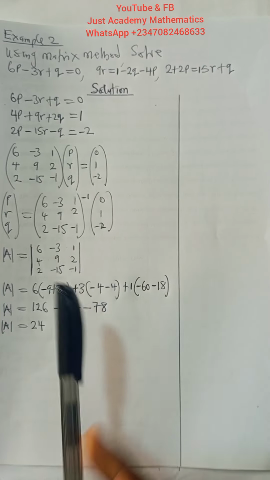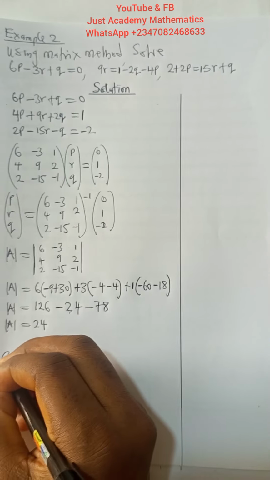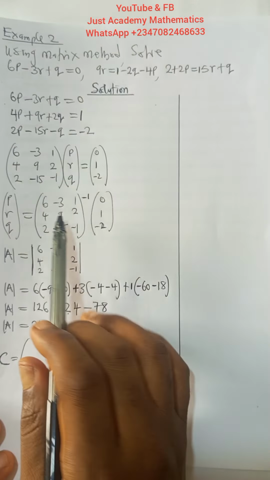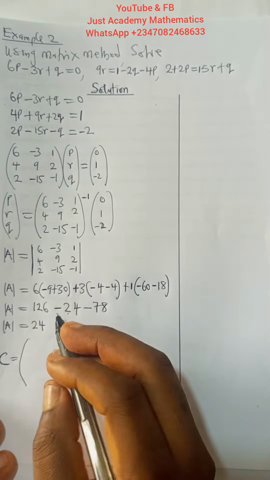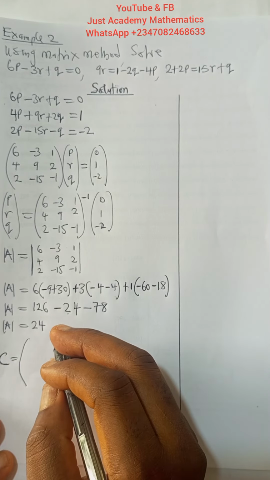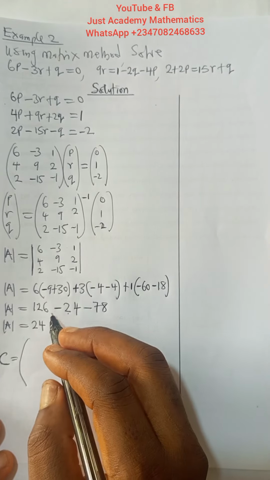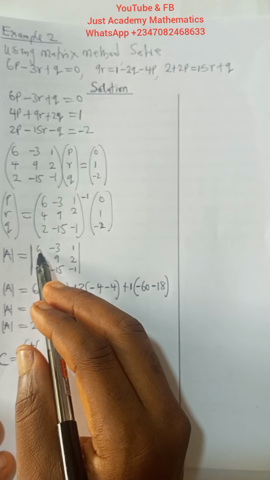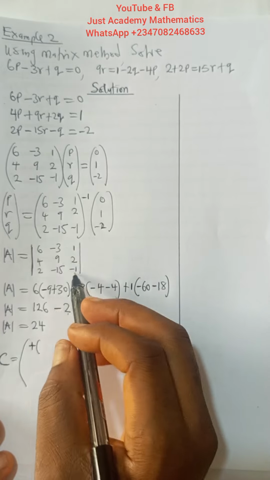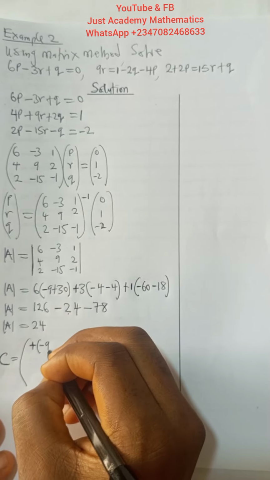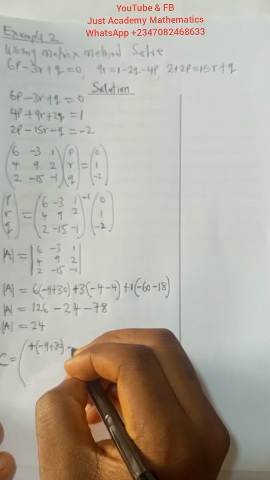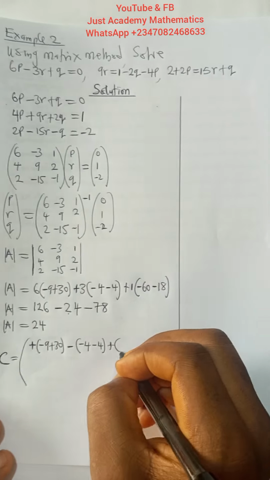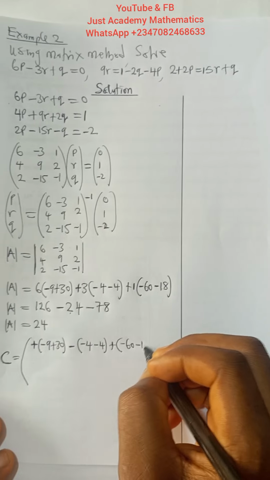So the next thing we have to do is to find the cofactor, C. Of course, you know what is expected of you to do there. So I'm going to take the next step. I'll cut off the first step, so I'm not showing it. We'll start with plus. Plus with times what? This is out, this is out. Of course, we have minus 9 plus 30. Minus, we have minus 4, minus 4. Plus, we have minus 60, minus 18.